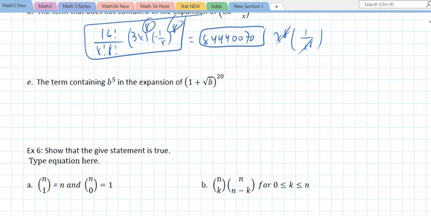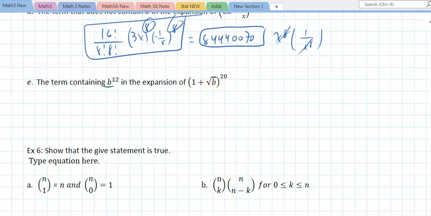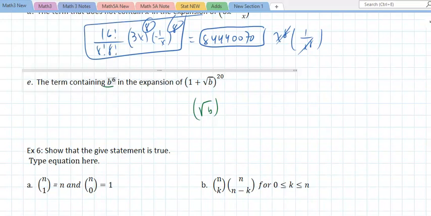How about the next one? The term containing b to the 8. Well, to get b to the 8, since b is raised to the 1/2, don't you want that raised to the 10th power? Actually, I'm going to change that. I want that to the 12 because I don't want you to figure out its half all the time. There. To get a b to the 6, don't you want to raise this to the 12th power because that's b to the 1/2?